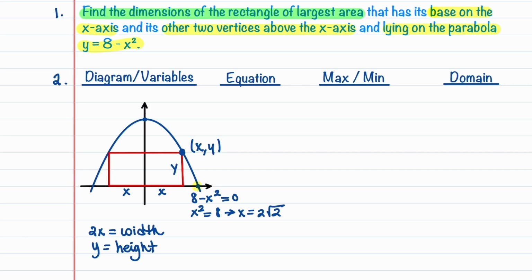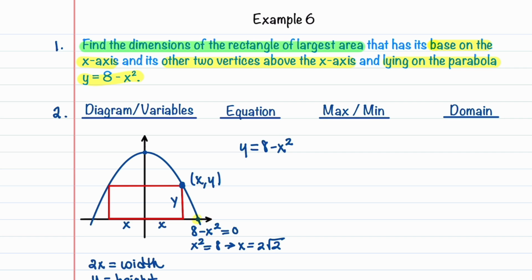Now let's write down the equation that relates these variables. That equation was actually already given to us, and that is the equation y is equal to 8 minus x squared. Now let's look up at the problem again and see what we want to maximize or minimize. We want to find the dimensions of the rectangle of largest area. So that means we want to maximize the area of the rectangle. So let's write down the formula for that area. A is equal to the length, which is 2x, times the height, which is y. So our area is 2xy.